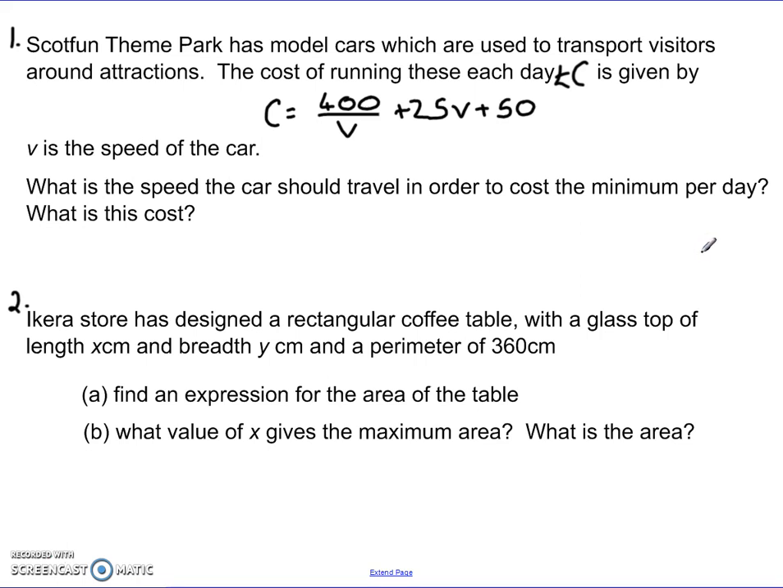Second one, an IKEA store, wonder who I based that on, has designed a rectangular coffee table with a glass top of length x centimeters, breadth y, and a perimeter of 360. I want you to first find the expression for the area of the table, and then what value of x gives the maximum area, and what is that area. So, pause the video, have a crack at these.